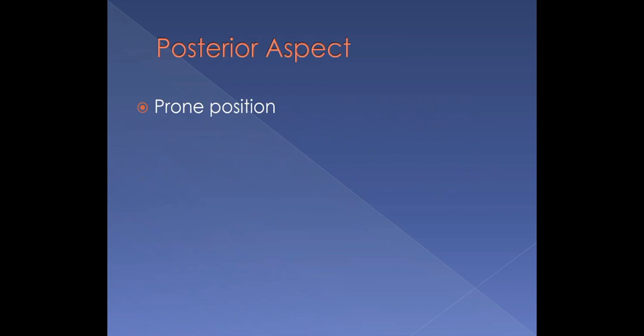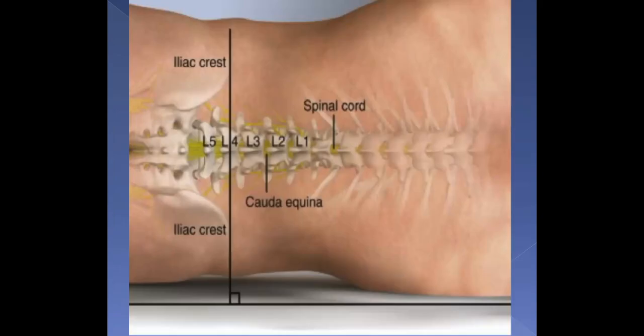Next, coming to the posterior aspect. When we are palpating the lumbar spine from the posterior aspect, we have to see that the patient is lying in the prone position. For the anterior aspect the patient can be in the supine position, and for the posterior aspect the patient can be in the prone position. Coming to the palpation, in this picture we can see different anatomical landmarks: L1, L2, L3, L4 and L5. The iliac crests are visible in this picture.